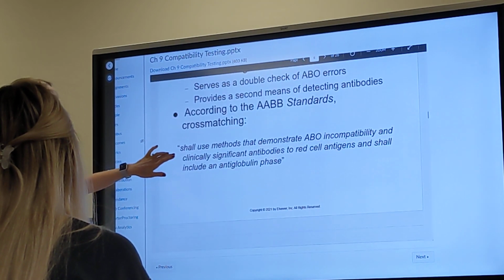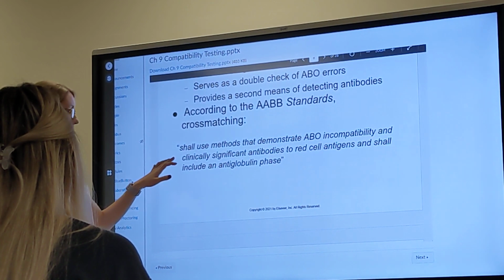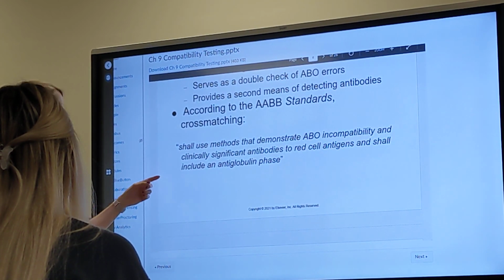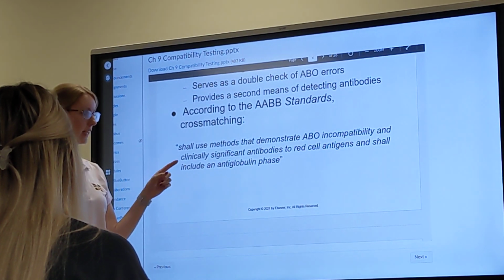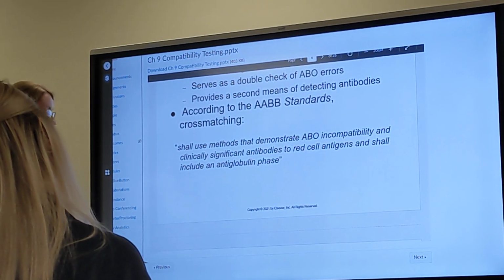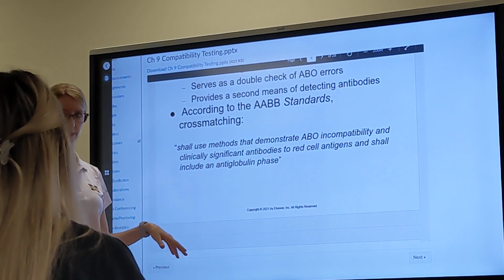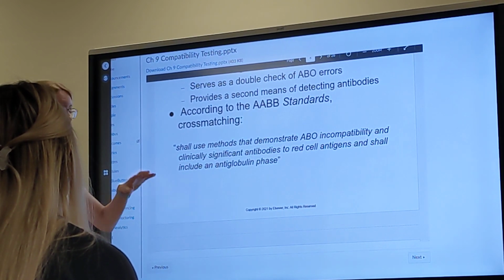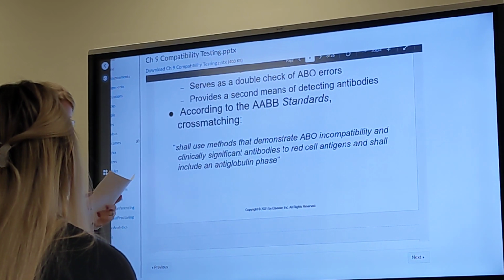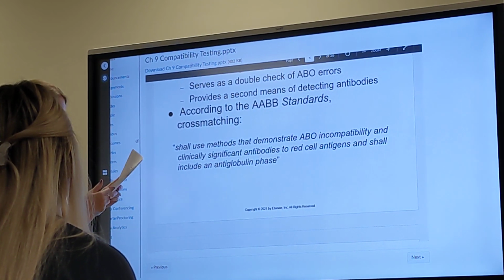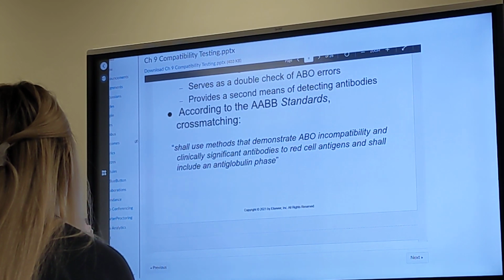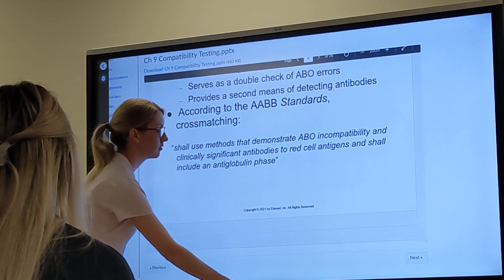According to AABB, the cross-matching shall use methods that demonstrate ABO incompatibility and clinically significant antibodies to red cell antigens, and shall include the antiglobulin phase, because that's the only way you're going to see those clinically significant antibodies, other than ABO. I had to have been using this chapter when I made that conclusion.